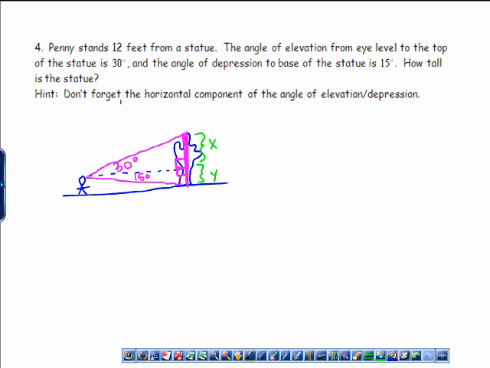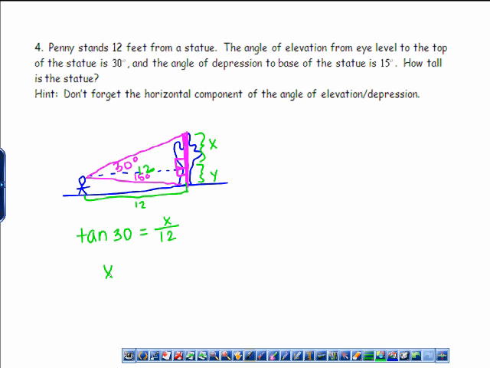There's one piece of information I haven't yet labeled on my picture, and that is that she is 12 feet from the statue. So you might be thinking it in terms of here is 12, but I want you to realize her line of sight without looking up or down is also 12. So that gives us a leg in both of these triangles. Okay, let's look at the top triangle. 30 degrees. Opposite is x, adjacent is 12, so that's another tan. Tangent is going to be your best friend in some of these. Okay, so tangent of 30 equals x over 12.